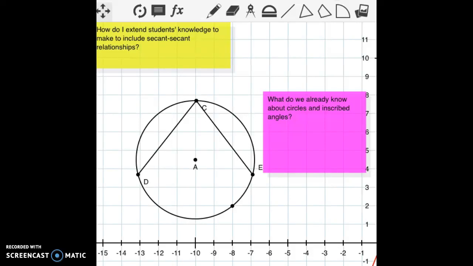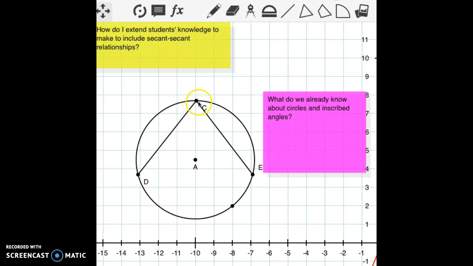Hello, I'm going to focus today's video on how I extend students' knowledge to include the secant-to-secant relationships. So if I start off where we left off before, looking at inscribed angles and the relationship that we know about those inscribed angles. So we know that we have two chords here, CE and CD, that are on the circle.